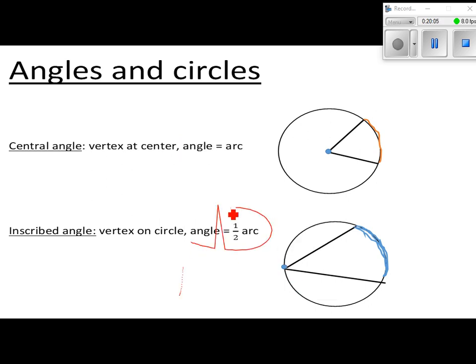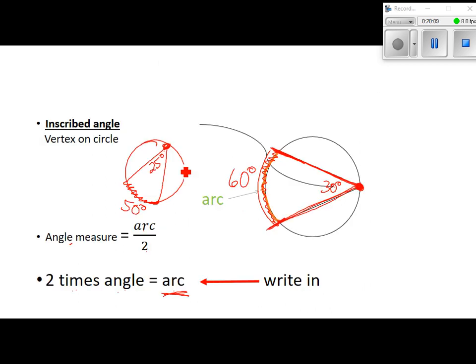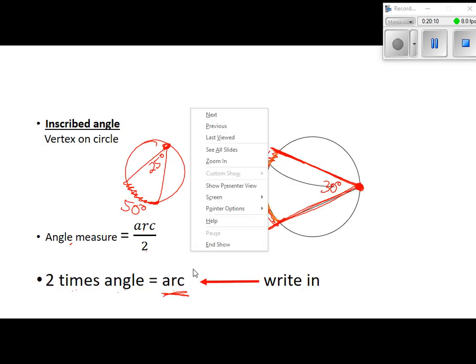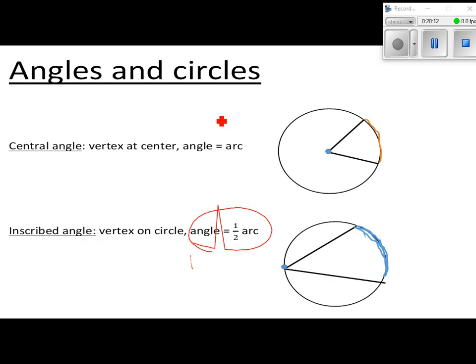Angle is half the arc for that one. Or you could say that 2 times the angle equals the arc. So if you double the angle, that's going to give you the arc. Sorry, my pen's messing up.